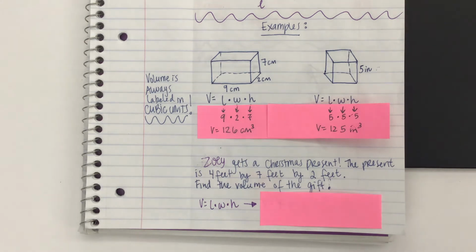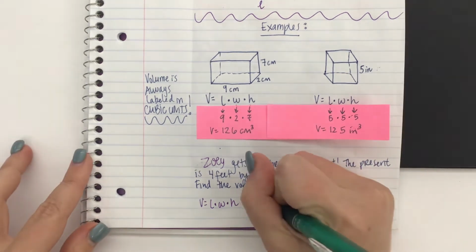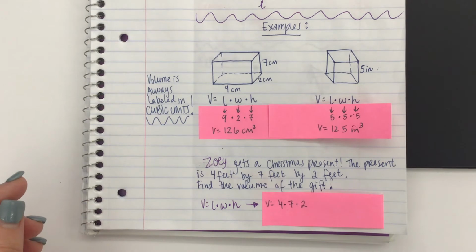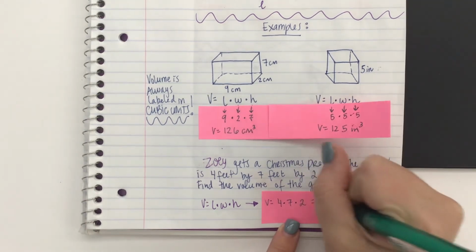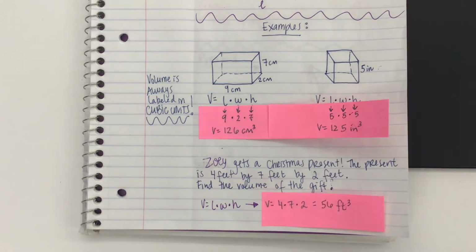So the volume is the stuff inside of your object. Again, how do I find the volume? Well, I know the formula for the rectangular prism is length times width times height. And guess what? There's only 3 numbers in this word problem. So you just pull them out of your problem to get volume is equal to 4 times 7 times 2. Okay, 4 times 7 times 2 is 56, and then we have to label it feet cubed. So the volume of Zoe's gift is 56 feet cubed.